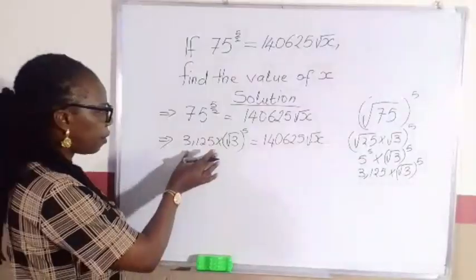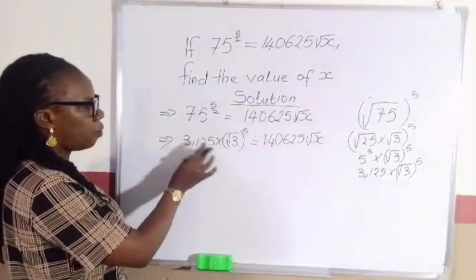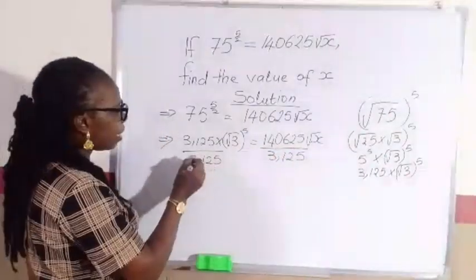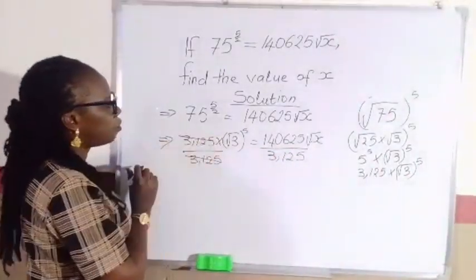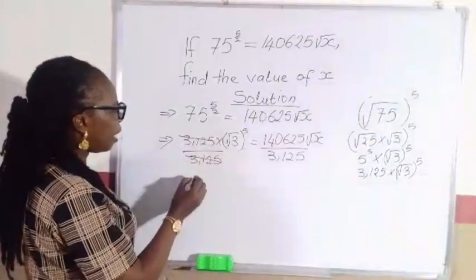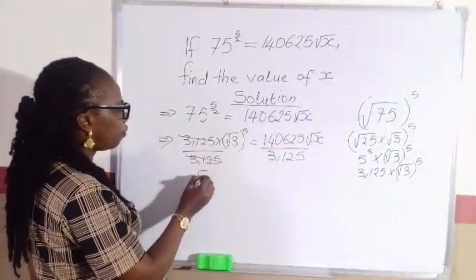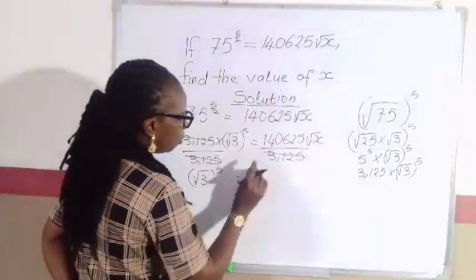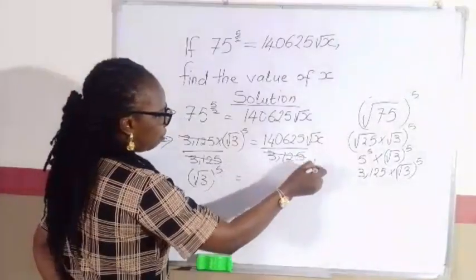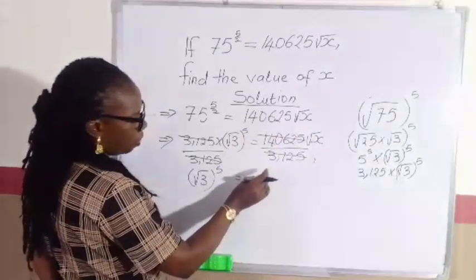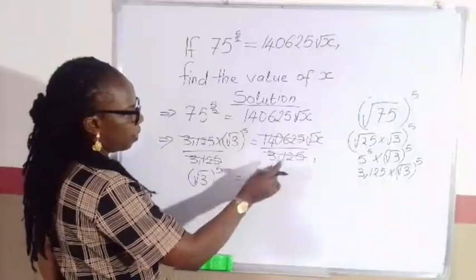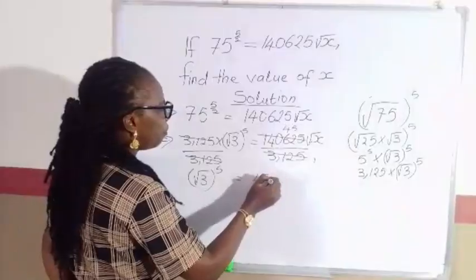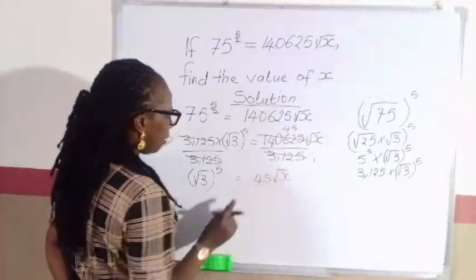Alright, so we can divide both sides by 3,125. On this side, we cancel 3,125 and we are left with square root of 3 raised to the power 5. And on this side, 3,125 divided by itself, we have 1. Divide 140,625 by 3,125 and we have 45. So we have 45 square root of x.